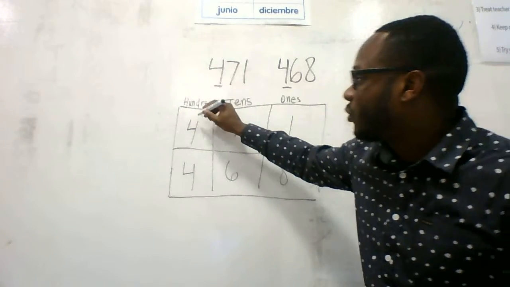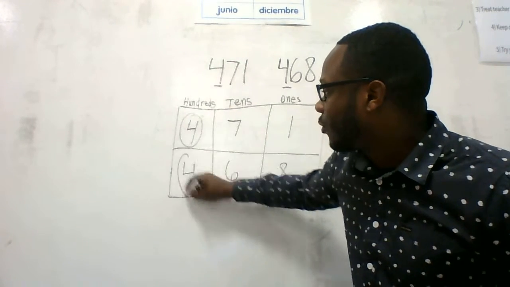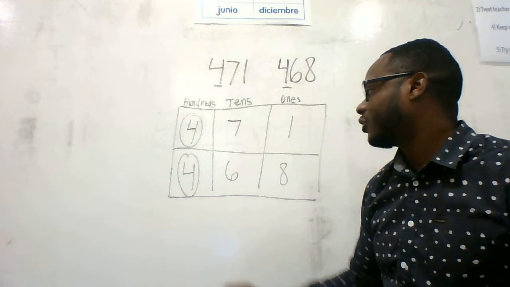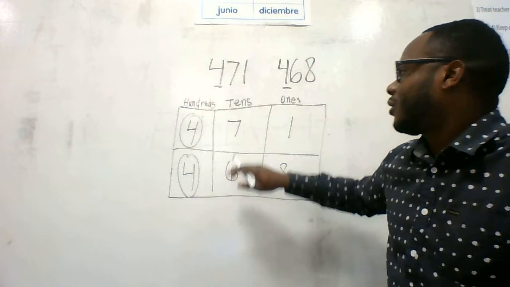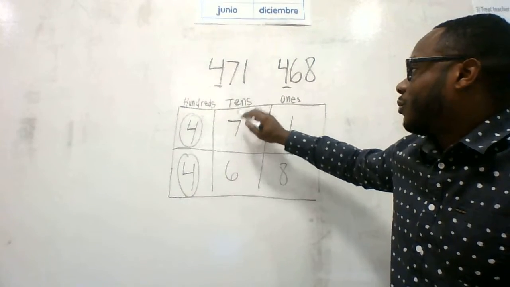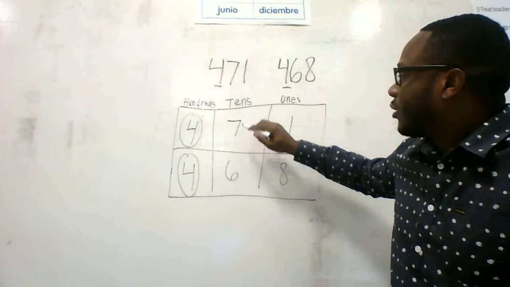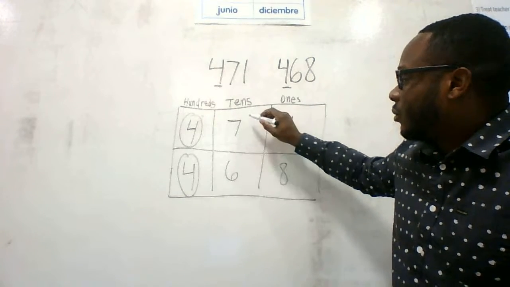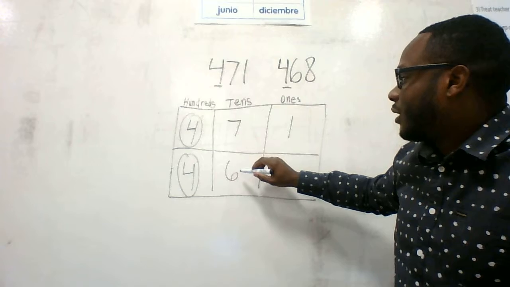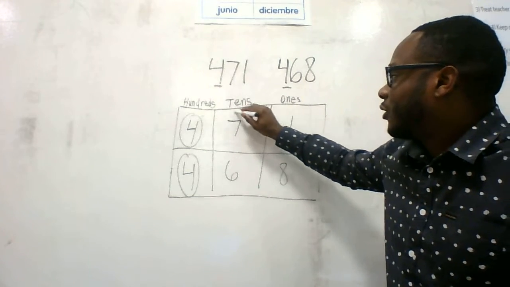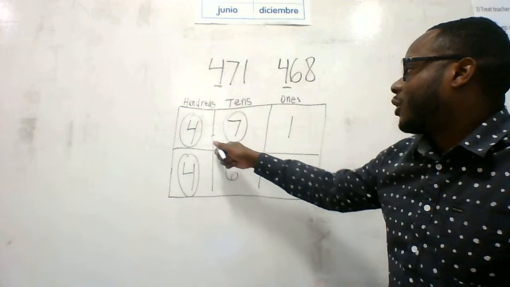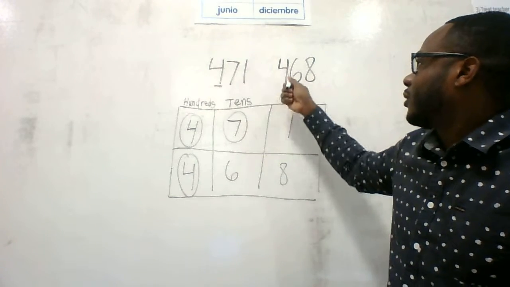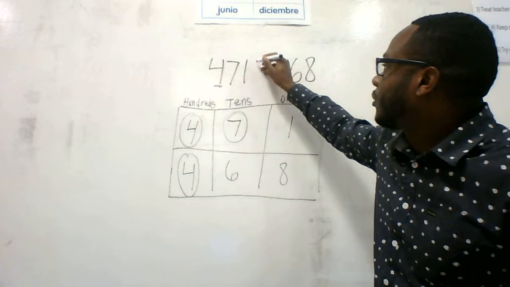In this case, both numbers are 4, so they're the same. So we can't tell which number is higher by looking at the hundreds place. So now we go to the tens place to see which one is higher. And immediately, one number is higher. We see we have 7 and we have 6. 7 is higher than 6. So we know right then that 471 is greater than 468.